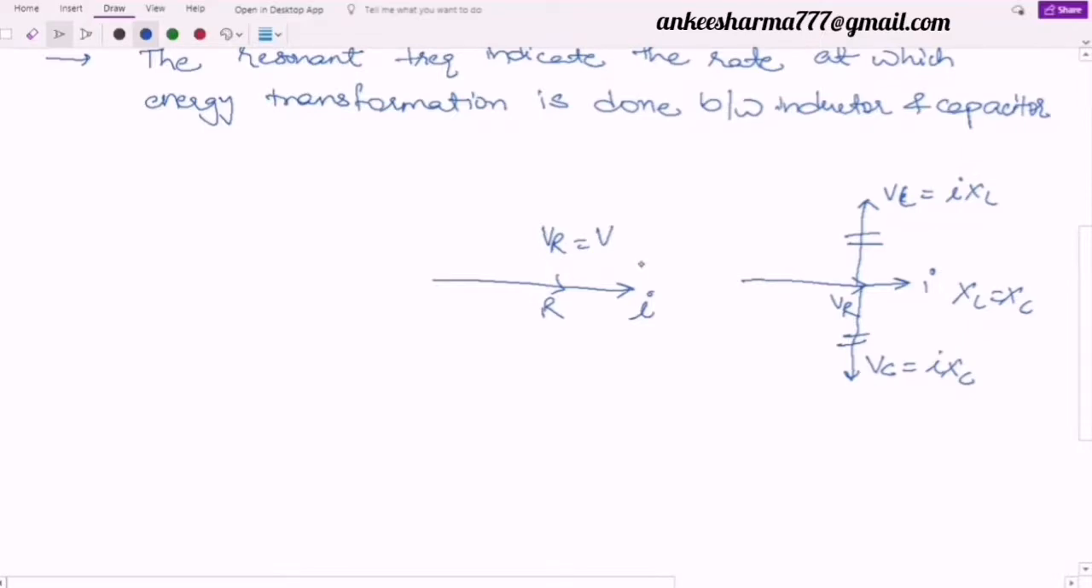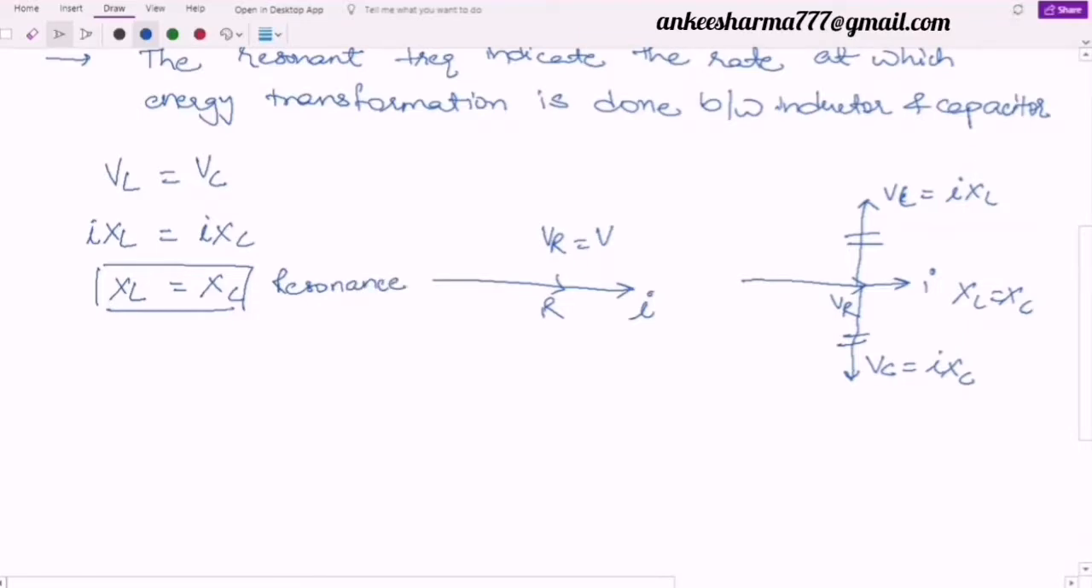Also we can write here, in this case VL is equal to VC, or simply you can write I into XL is equal to I into XC, or in the other way you can write that XL is equal to XC. This is the condition for our resonance in series, right? We are discussing only the series resonance. In the series resonance, XL must be equal to XC.